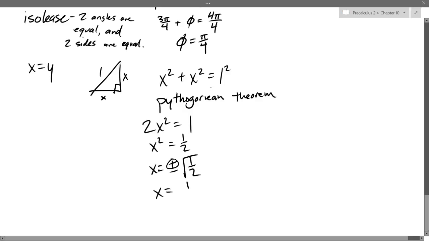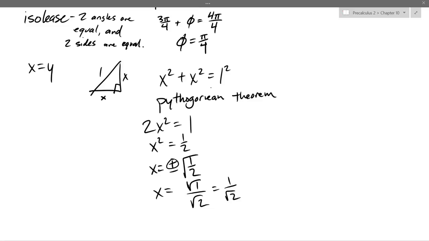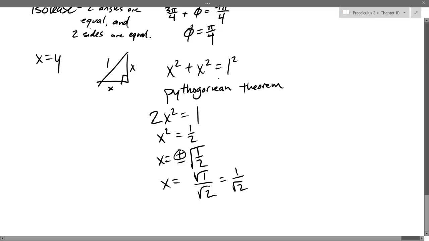And we can rewrite it as square root 1 over square root 2. And of course, square root 1 is just 1. So I spent some time last class talking about rationalizing is basically a waste of your time, so we're going to leave it like this. And we said x also equals y, so x is 1 over square root 2, and of course y is the same thing. And we looked above and said they're both positive. So we have 1 over square root 2, 1 over square root 2.